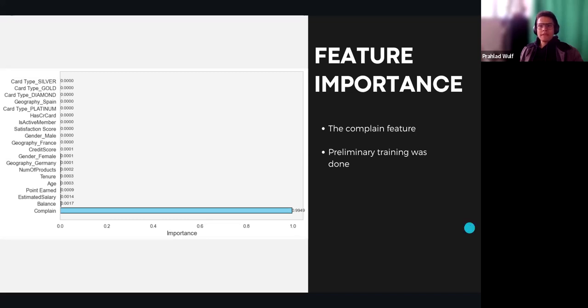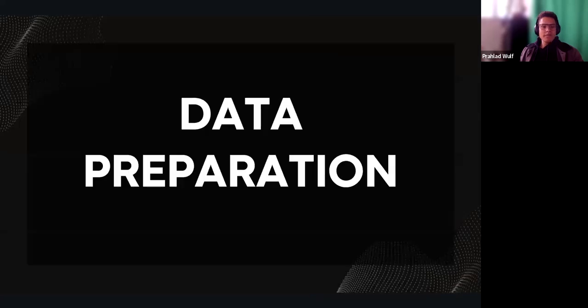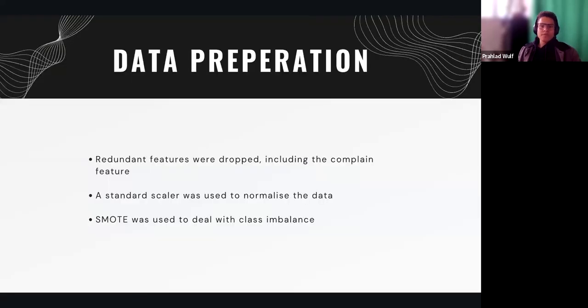Talking about model prediction, data preparation. To prepare the data for model training, redundant features were dropped, including the complaint feature, which was important. A standard scaler was used to normalize the data, and SMOTE was used to deal with the class imbalance. There was a very heavy class imbalance due to it being an 80-20 split of the data, so that was used to mitigate that.